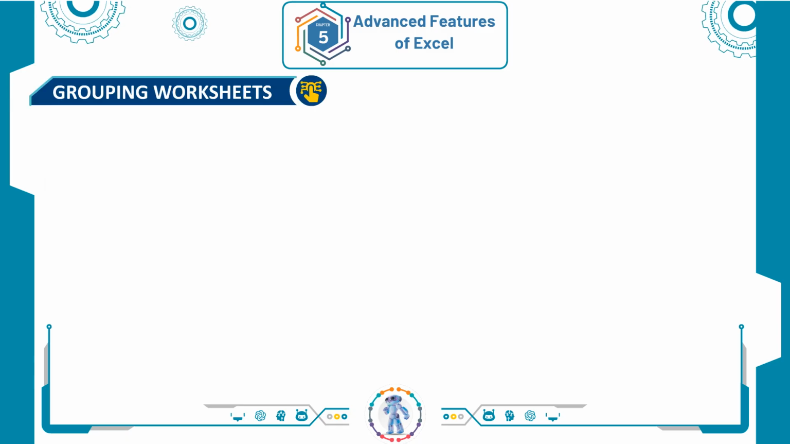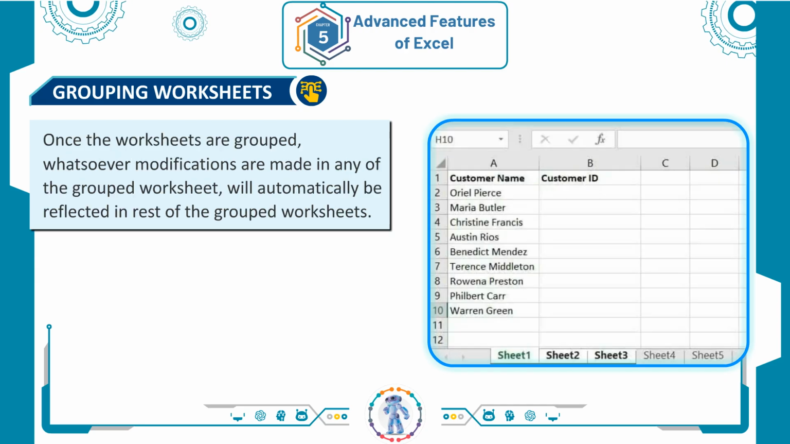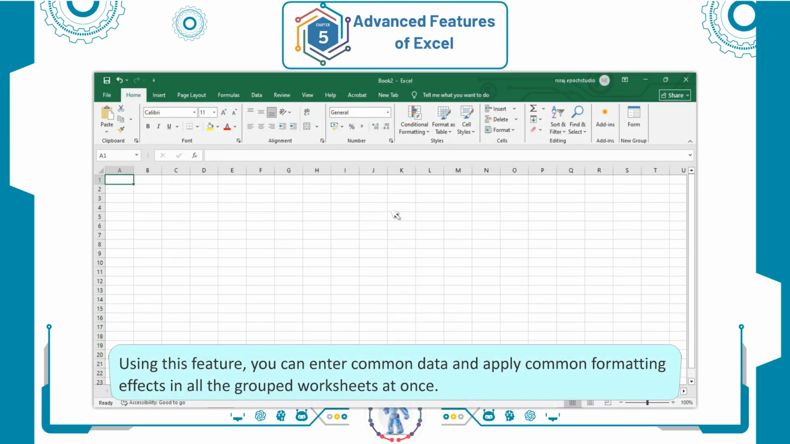Grouping worksheets. In Excel, you can work with the data of multiple worksheets at the same time. You can do this by combining the multiple worksheets together to form a group. This action is known as grouping worksheets. Once the worksheets are grouped, whatsoever modifications are made in any of the grouped worksheets will automatically be reflected in the rest of the grouped worksheets. Using this feature, you can enter common data and apply common formatting effects in all the grouped worksheets at once.